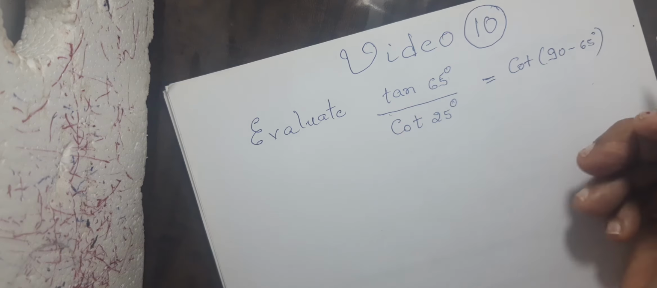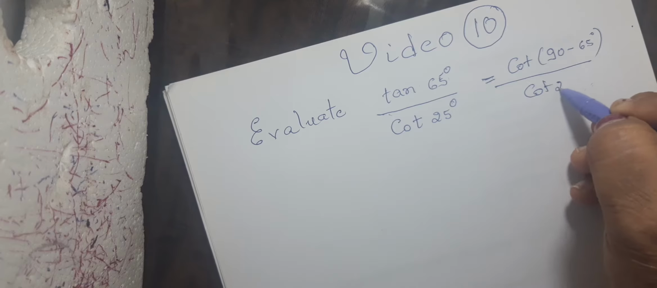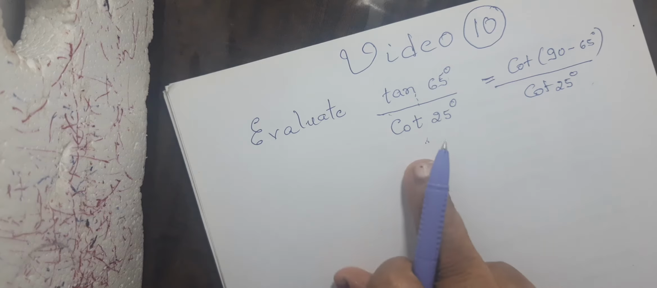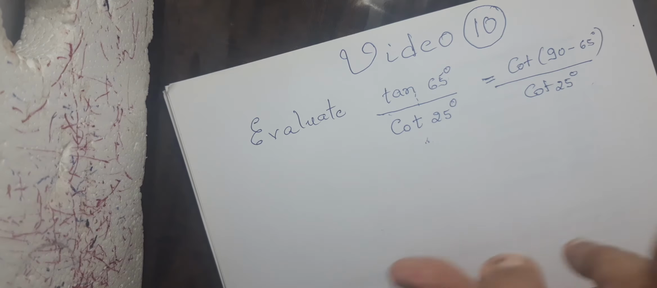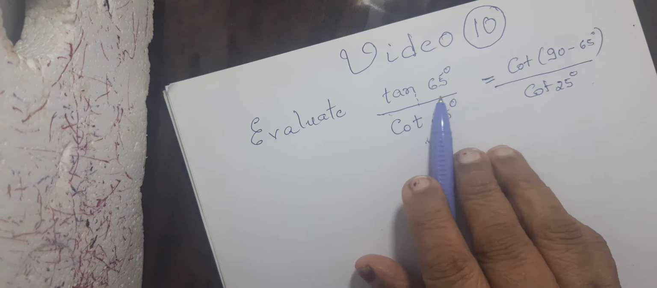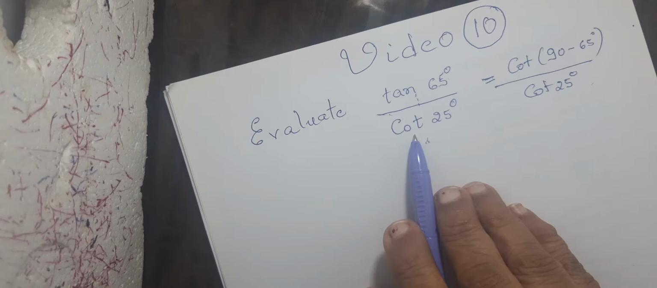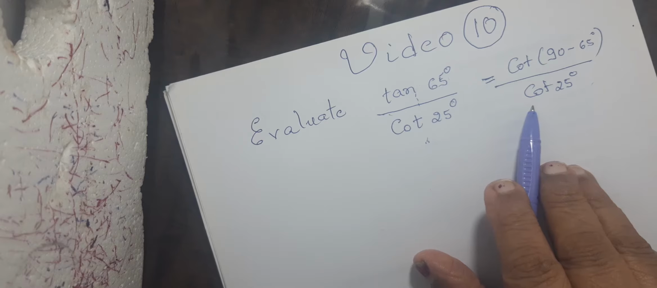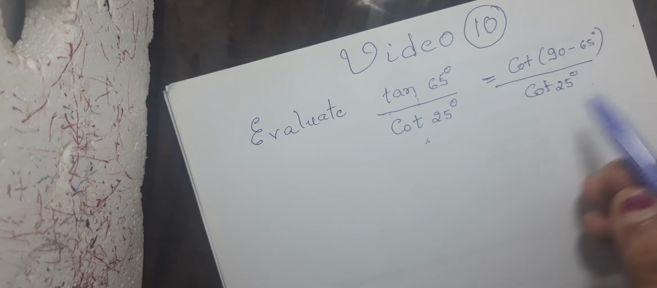You can write like this. In the last video I told you, divide by cot 25 will be kept as it is. Out of these two, only one you have to change according to the complementary angle, not both. So either tan 65 you can write as cot of 90 minus 65, or you can write cot 25 as tan of 90 minus 25. Any one.